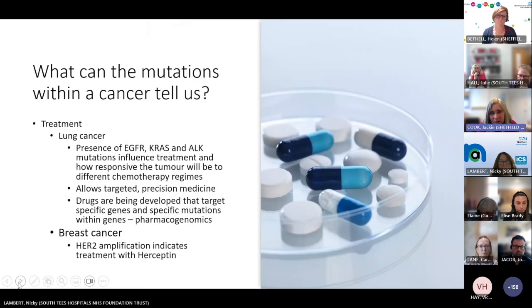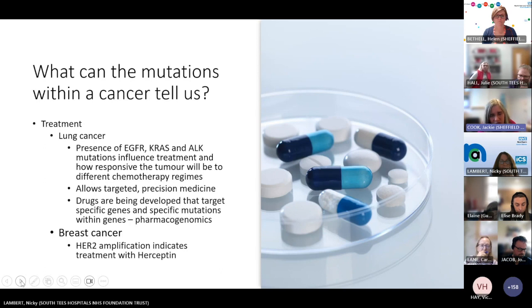But I think really where this is going to come into its own is what the specific knowledge about mutations within cancer cells can tell us about treatment. And this is the growing area of cancer genomics at the moment.